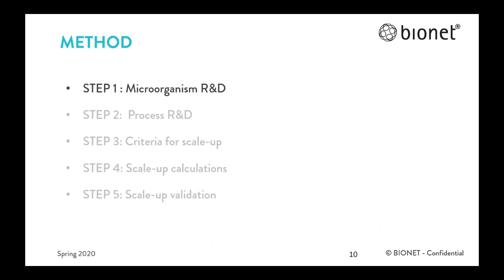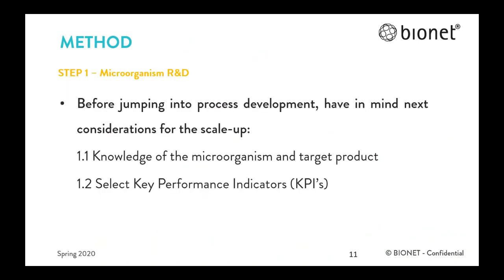Step 1. Before jumping into process development, have in mind the next consideration for the scale-up: knowledge of the microorganism and target product. Select key performance indicators, KPIs. These will be the basic and preliminary considerations for the scale-up.